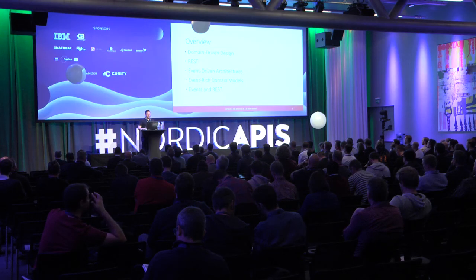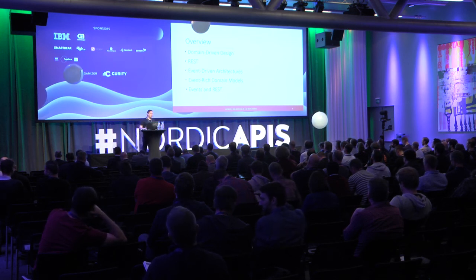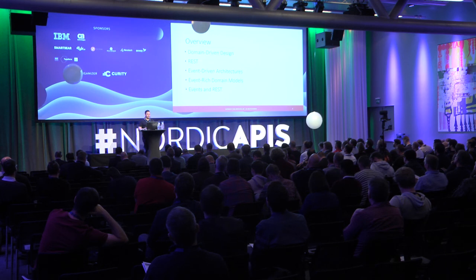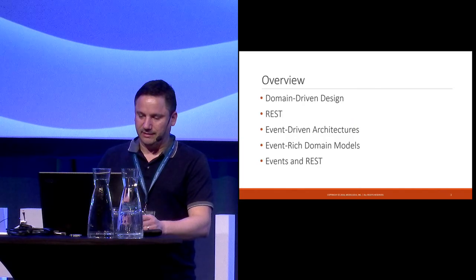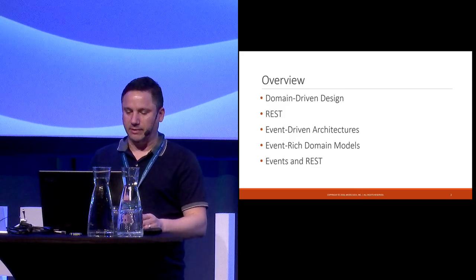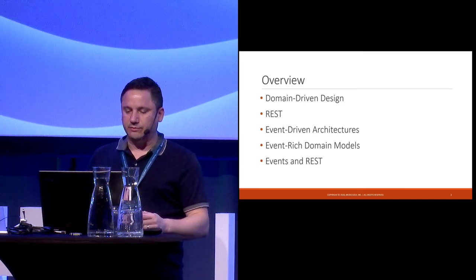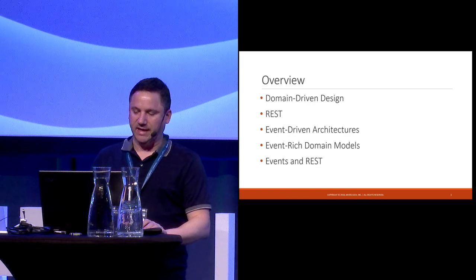So, quick overview. I'm going to talk a little bit about domain-driven design as it relates to APIs. I'll talk about some of the characteristics of REST and event-driven architectures kind of emerging in our world with microservices and lots of reactive architectures popping up all over the place. And then how this relates to domain models in domain-driven design. So kind of tying these things together and trying to figure out how they fit.